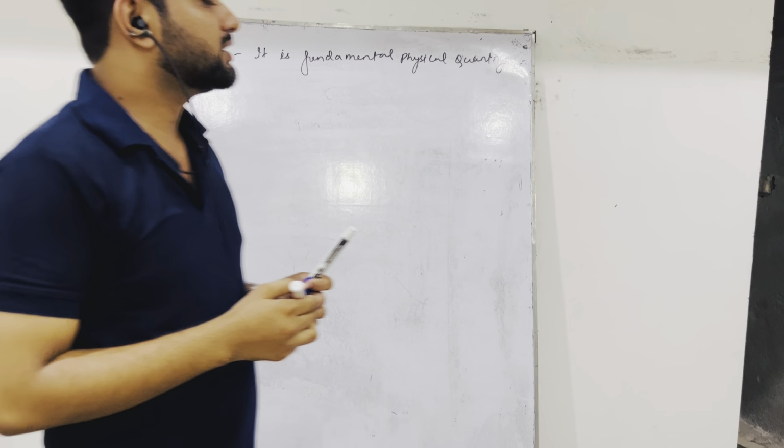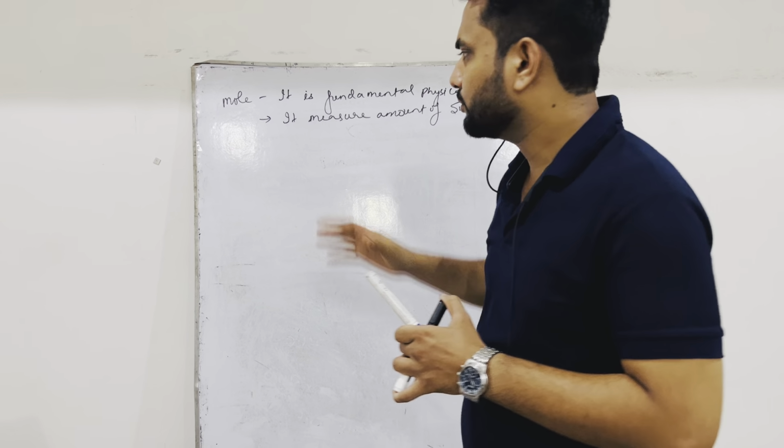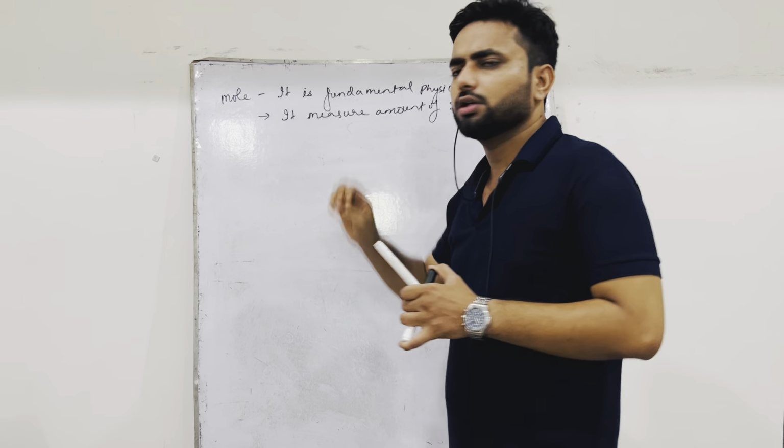Now we want to know what it measures. It is a physical quantity, so it should measure something. It measures the amount of substance. Mass also measures the amount of substance, and mole also measures the amount of substance. But in chemistry, at the atomic level, it measures more accurately. Mass is a fundamental physical quantity, and mole is also a fundamental physical quantity. But in chemistry we use mole to measure any amount of substance.